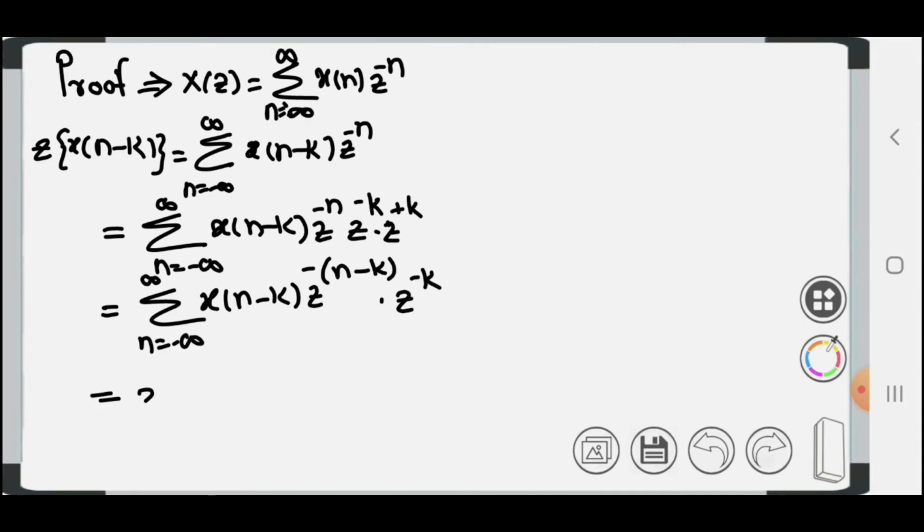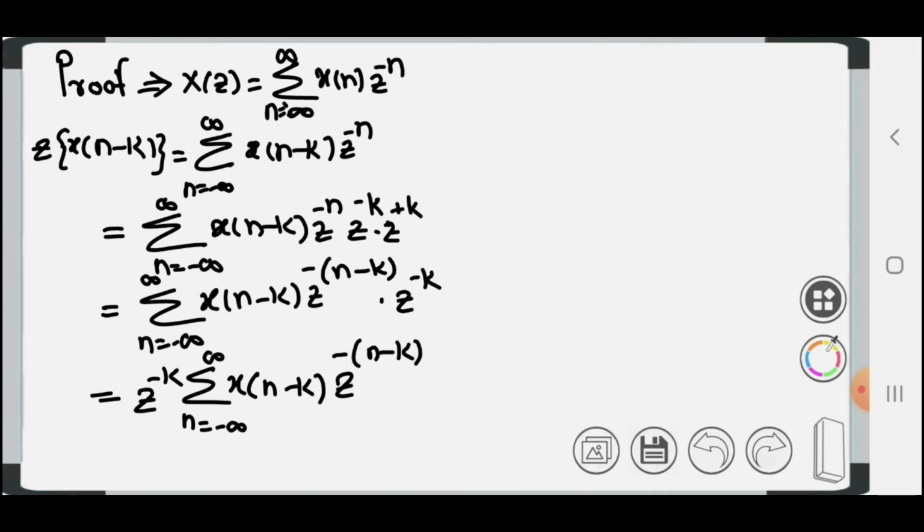In the next step, take z raised to minus k out of the summation, because the limits are varying over n only, so k has nothing to do with it. So we have x of n minus k z raised to minus n minus k.